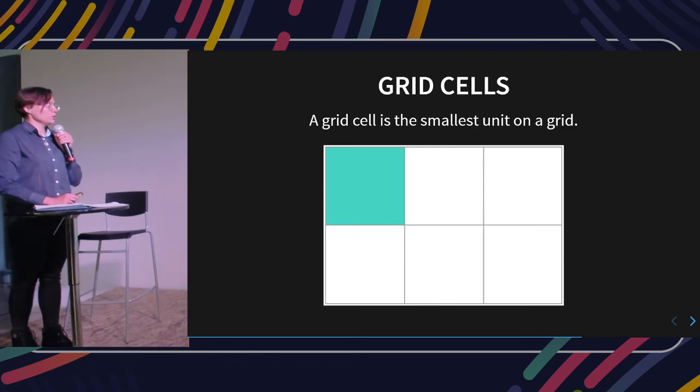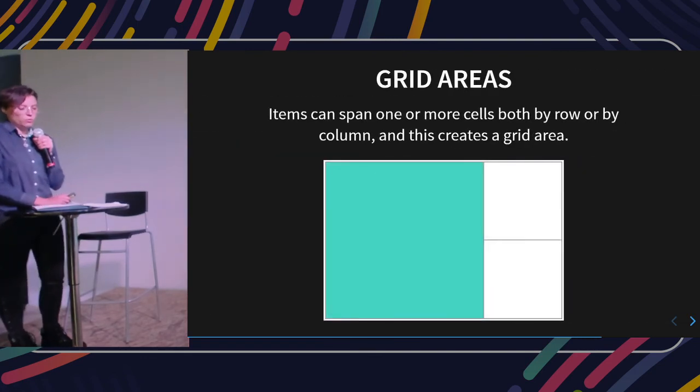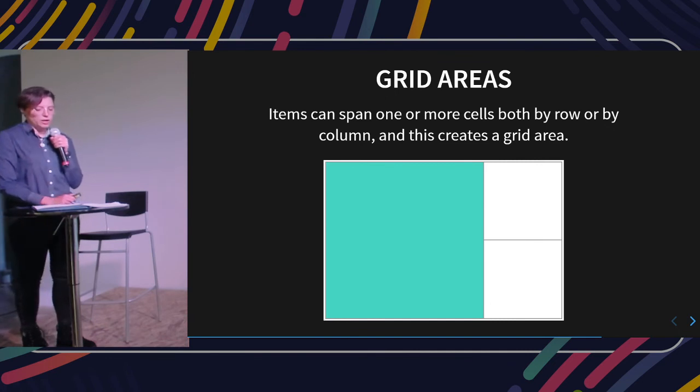And I would like to talk about grid cells. A grid cell is the smallest unit on a grid, and conceptually it's like a table cell. Items can span 1 or more cells, both by row or by column, and this creates a grid area.